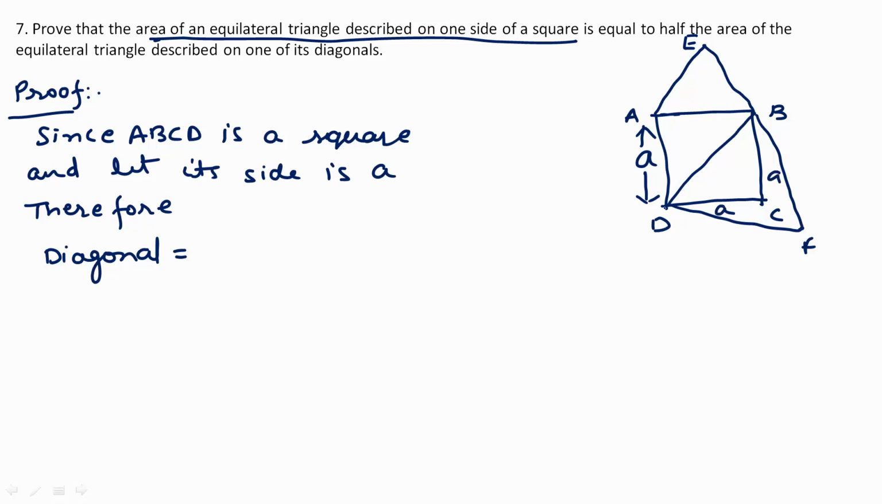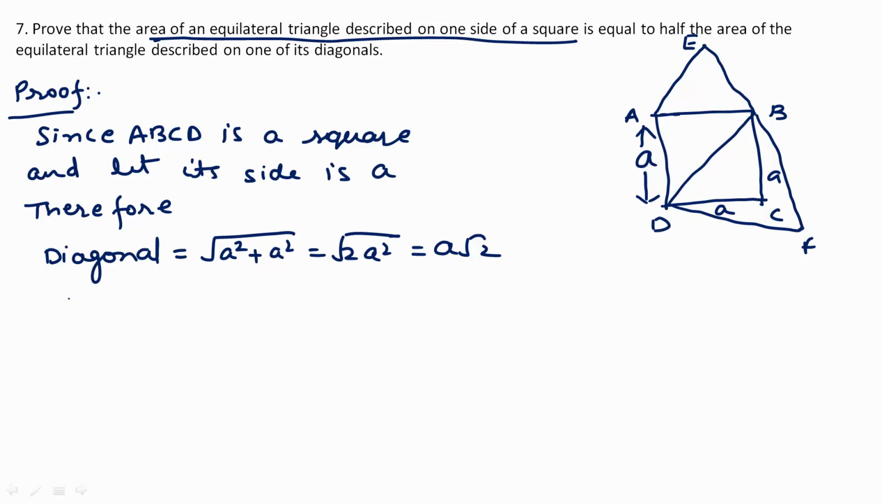So in triangle DBC, which is a right angle triangle, using the Pythagoras theorem, that is hypotenuse square is equal to perpendicular square plus base square, means under root A square plus A square, means under root 2A square, or A under root 2. So the diagonal will be A under root 2.